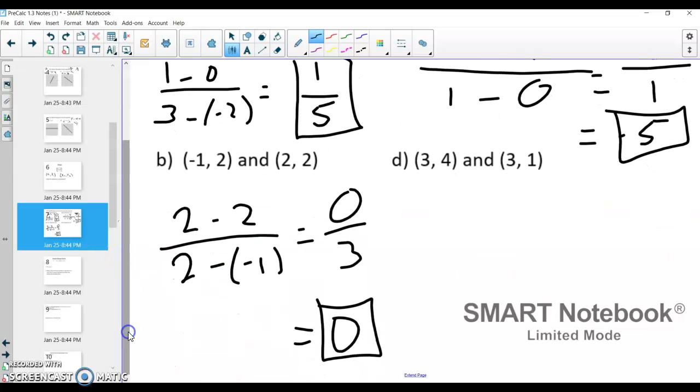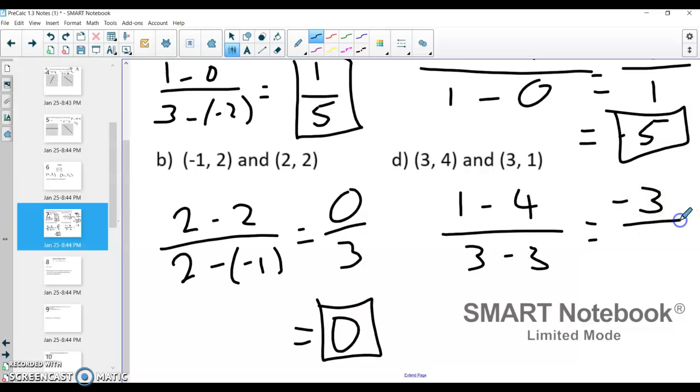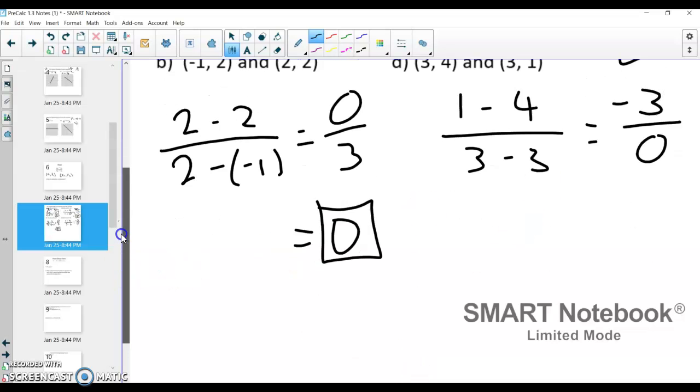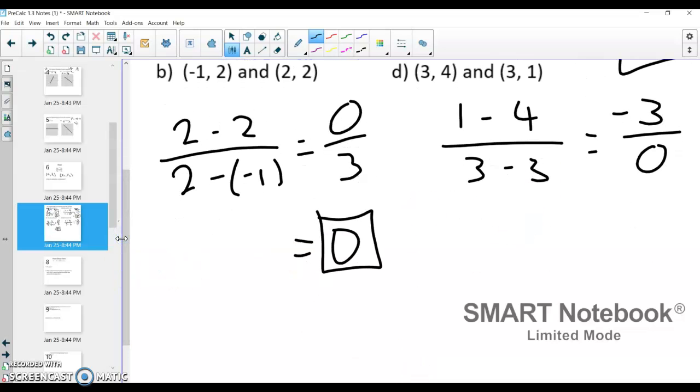And lastly, we have x1, y1, x2, y2. You have 1 minus 4 over 3 minus 3. 1 minus 4 is negative 3. 3 minus 3 is 0. We cannot divide by 0. There's no dividing by 0 in math. Your calculator wouldn't let you do it.